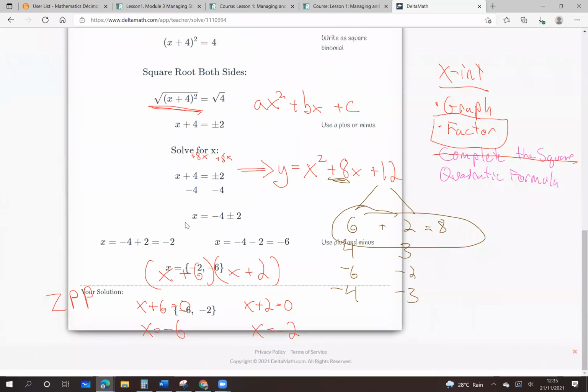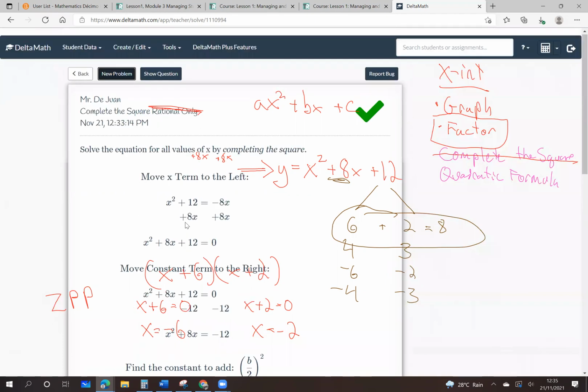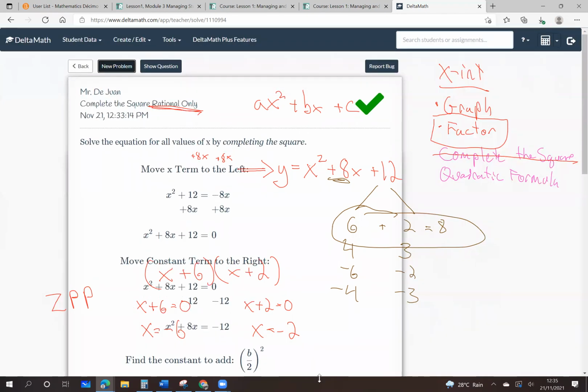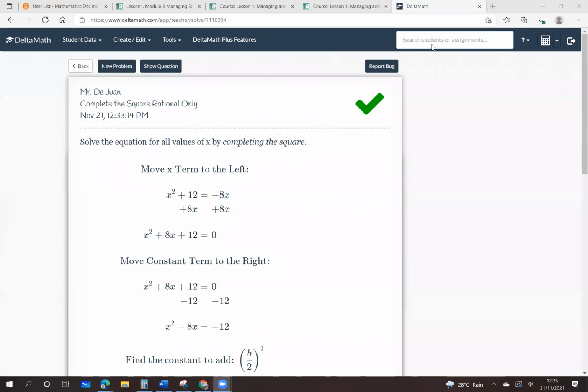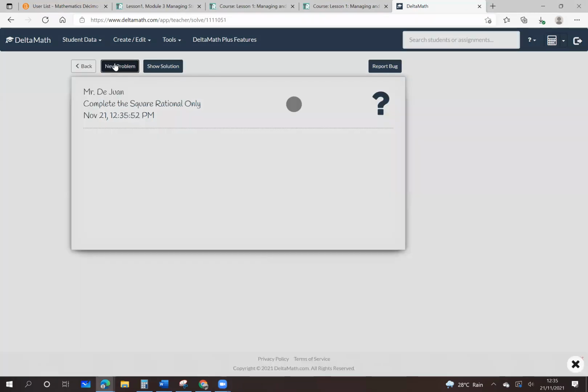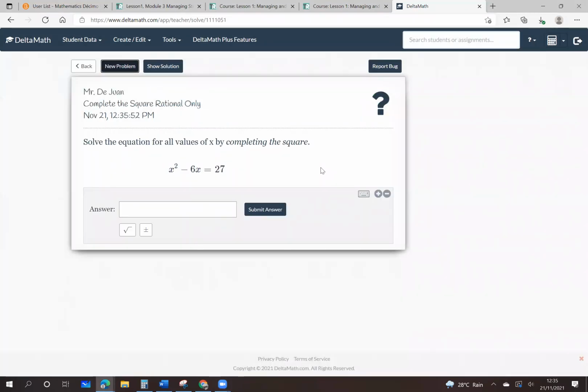Zero product property will save you a lot of time. If you don't want to do the whole process, you have to do it one way or the other for this indicador that we're focusing on at the moment. If you don't want to do it, fine. But if you want to save time, just factor the equation and apply the zero product property.